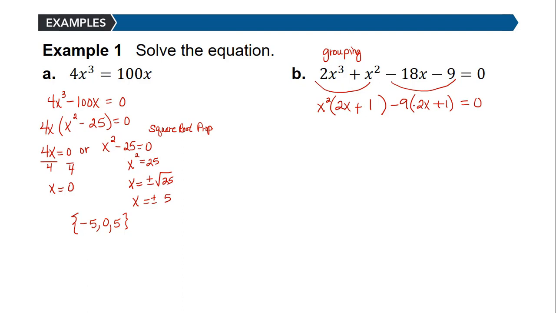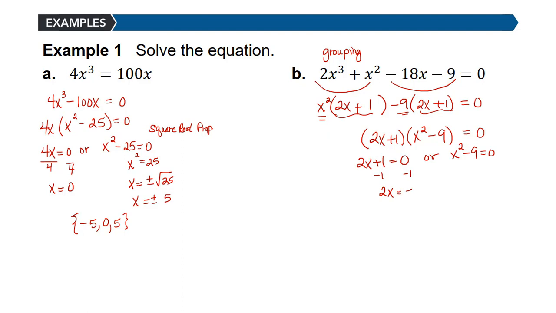Now this is still not factored because I have a minus 9 in the middle, but there's a common binomial that I can factor out, and that's left with 2x plus 1 times the x squared minus 9. And now I have this polynomial in factored form. I can set each of these factors to 0 since I have a linear and quadratic factor to get 2x plus 1 equals 0, or x squared minus 9 is equal to 0. So I can subtract 1 to get 2x equals negative 1, and then divide by 2. So x is negative 1/2.